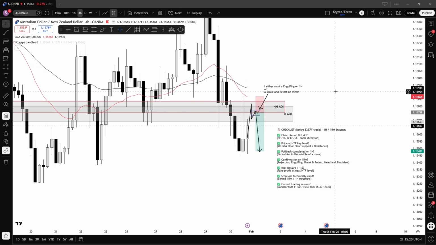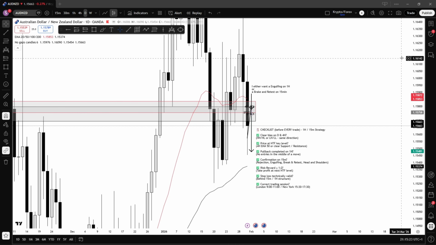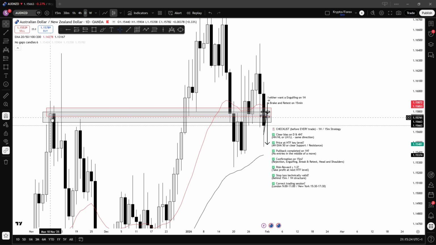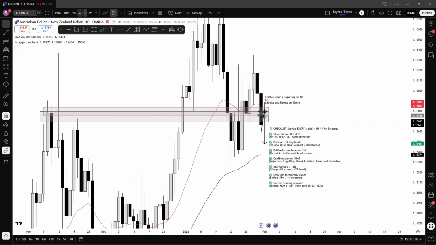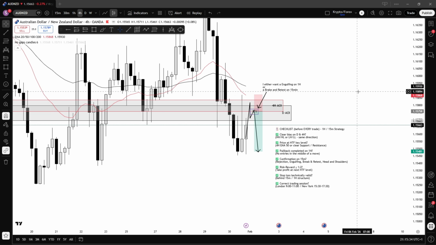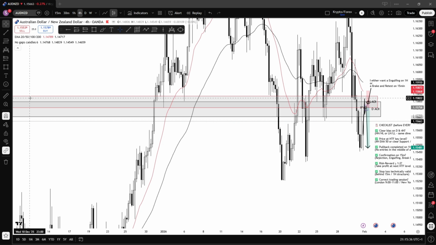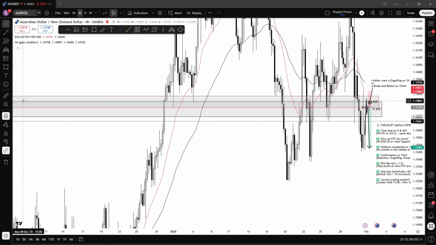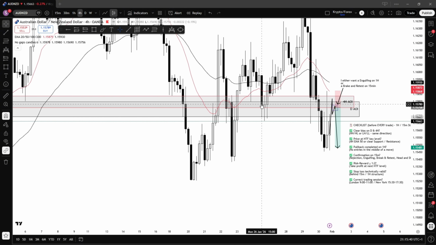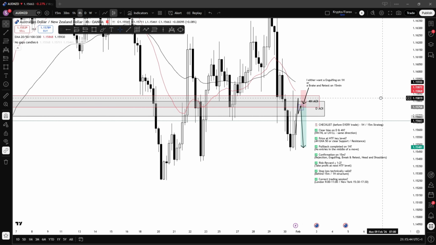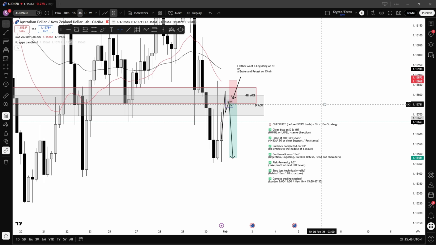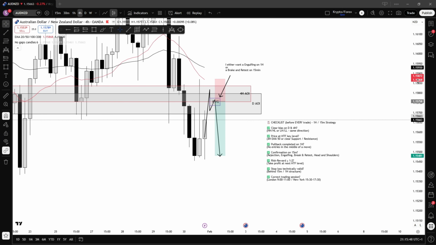So as you can see, I have a daily area of interest where we have 3 touches, 1, 2, 3 touches. This could be a 4th touch, yes. On the 4-hour, I have 3 touches as well. 1 there, 2 there, and those are also touches. So we have our areas of interest.